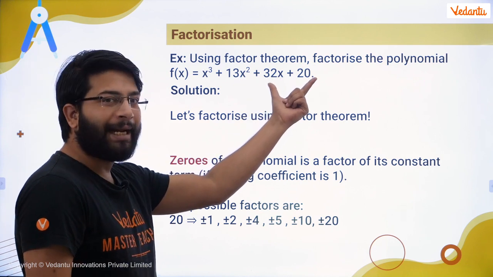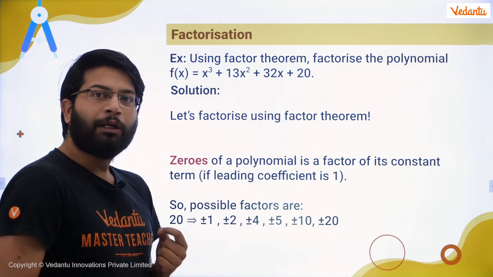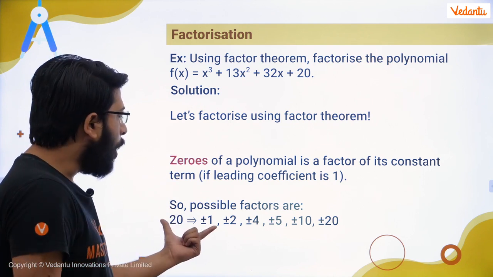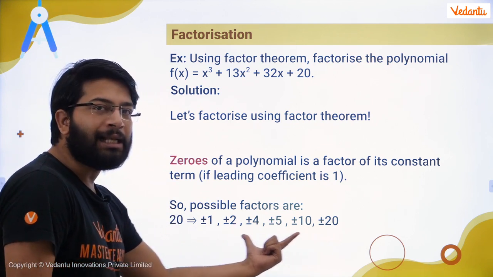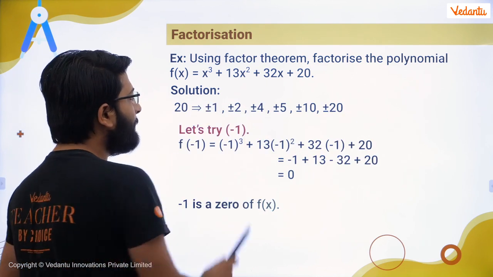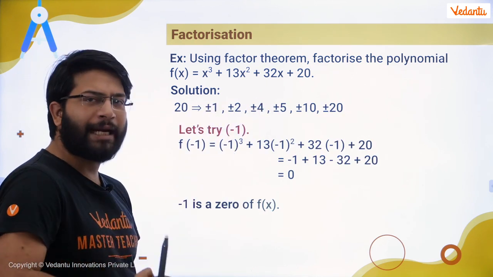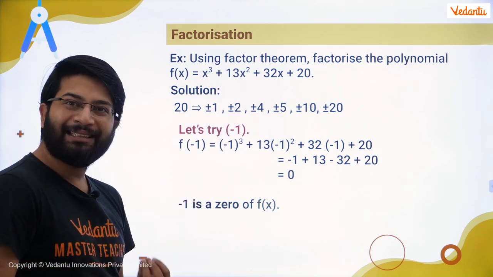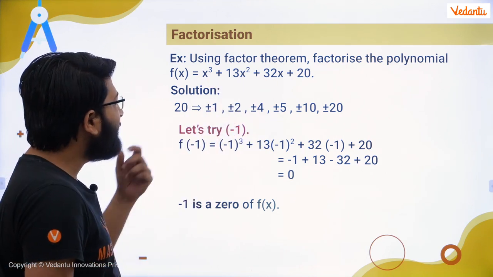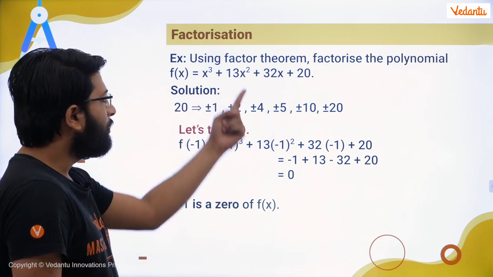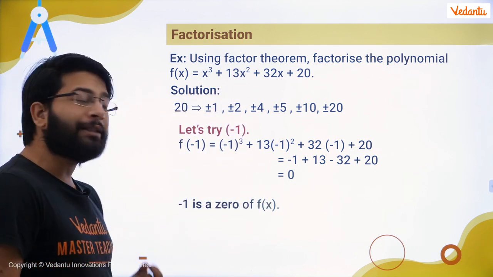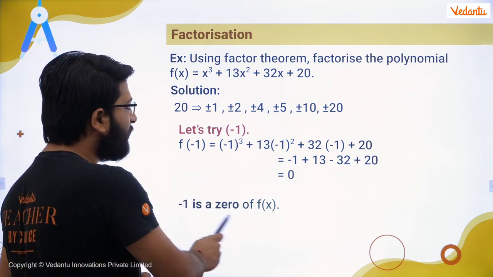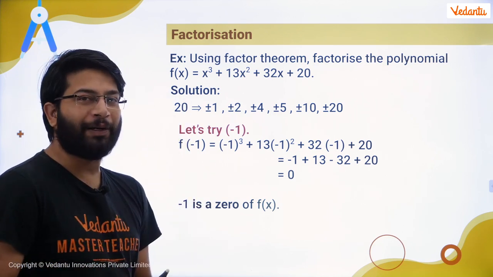Champ, this is a constant. Constant is 20. So simply all the factors of 20. Simply put all the factors of 20. These are the possible factors of 20. So simply put every factor for the hit and trial method and find out at which value the value of the polynomial is 0. So simply champ, when I put x equal to minus 1, the value is coming out to be 0. Now champ, if the value is coming out to be 0, that means what? x equal to minus 1 is the zero of the cubic polynomial.